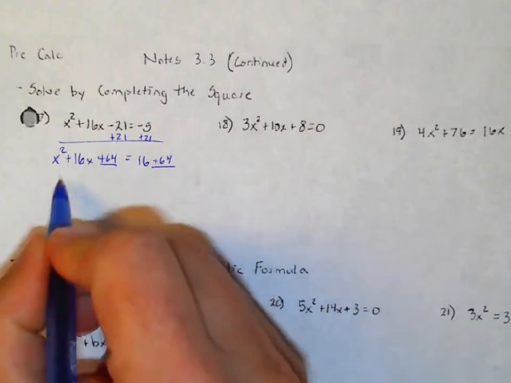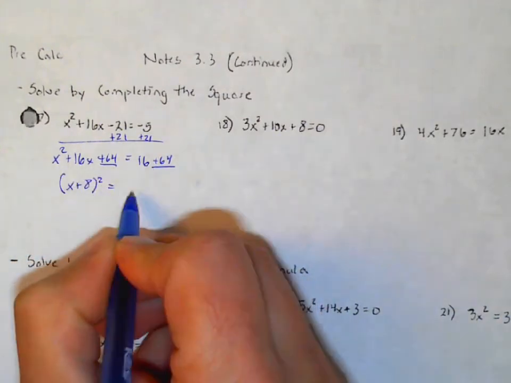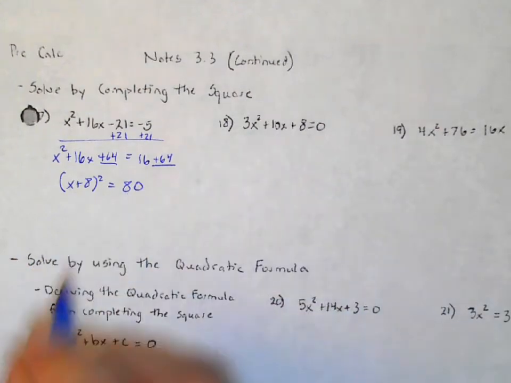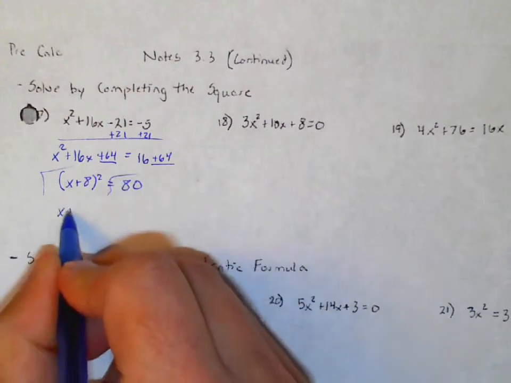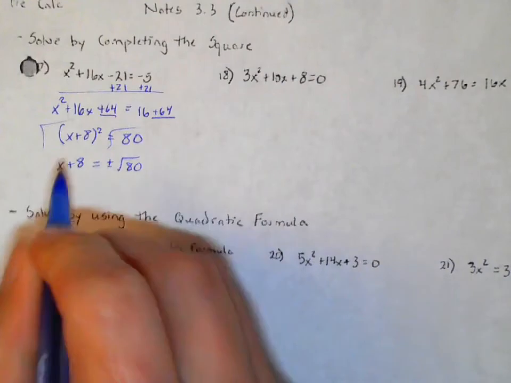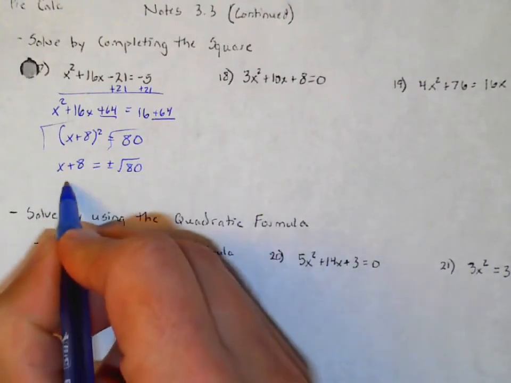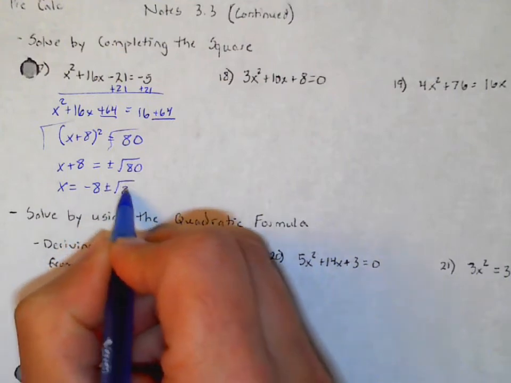Okay, this right here factors to be x plus 8 squared equals 80. And then square root of both sides: plus or minus the square root of 80. And lastly, subtract the 8 over. So negative 8 plus or minus the square root of 80.